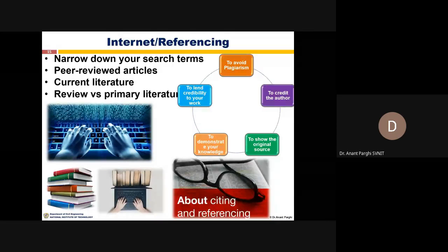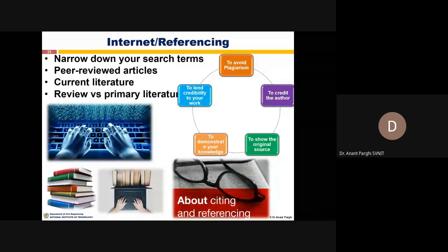For example, if you just type in Google "retracted paper", where the paper has been retracted. So many universities, maybe IITs, NITs, even abroad, standard universities like the National University of Singapore. Just search "retracted paper National University of Singapore". You will find that so many papers have been retracted because of plagiarism issues also.